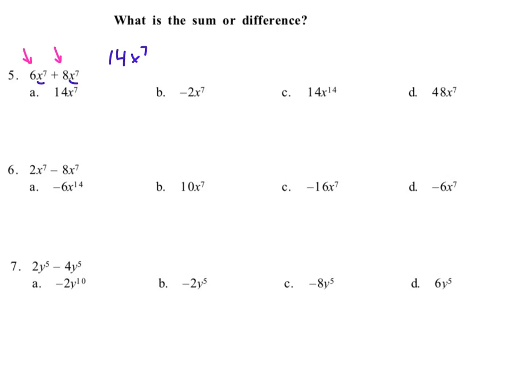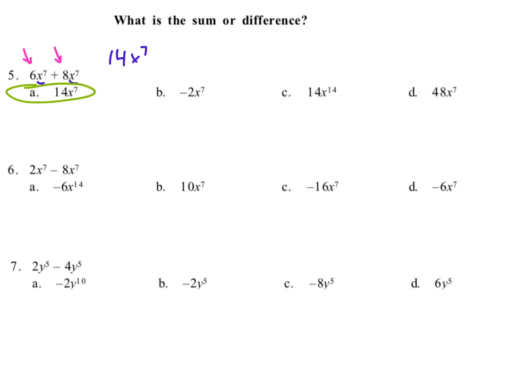They still are x to the 7th terms. That's what they are. That's what they're going to stay. And what you're doing is just adding how many of them there are together. So then what do you get as an answer? You get 14x to the 7th.